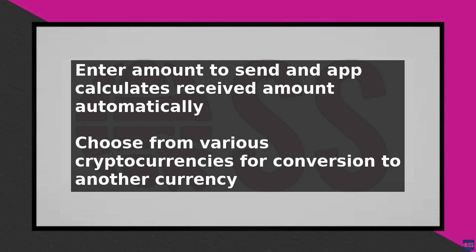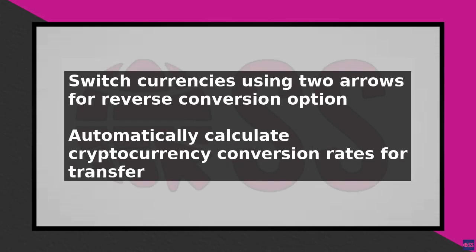Next, enter the amount you want to send, for instance, 0.002 Bitcoin, and the app will automatically calculate how much you will get in Ethereum. You also have the option to choose from a variety of different cryptocurrencies and convert them to any other available currency. That's the basic process for swapping one cryptocurrency for another on Trust Wallet.